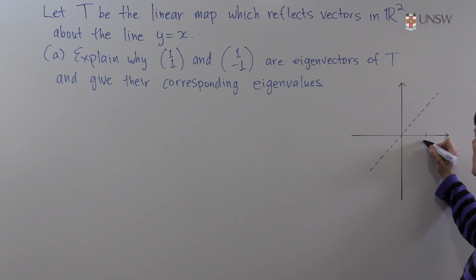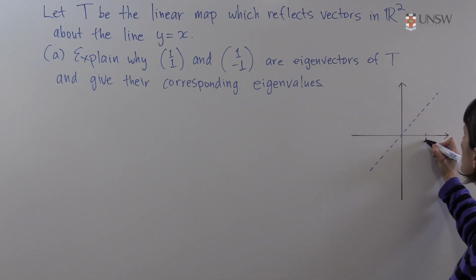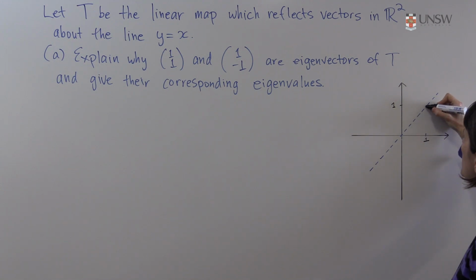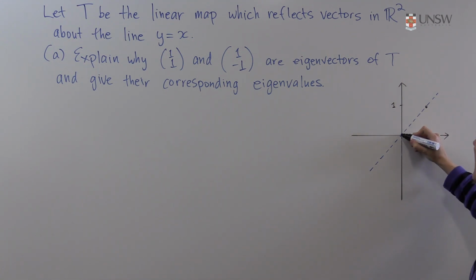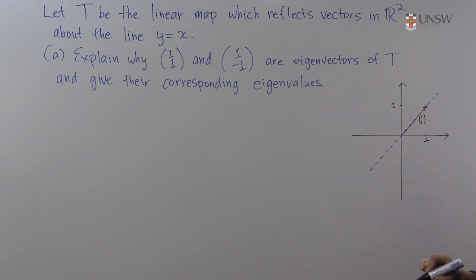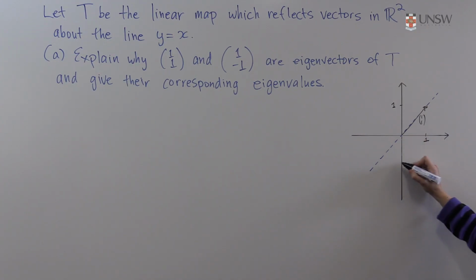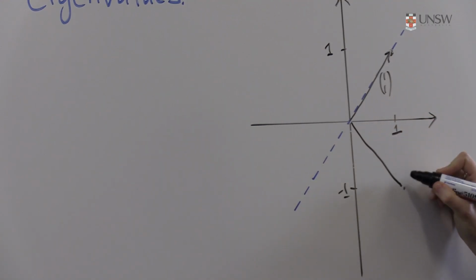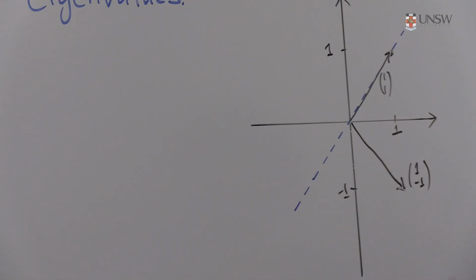If this is 1 here and 1 up here, then the vector (1, 1) lies on this axis of reflection, while the vector (1, -1) is 1 across, -1 down. It's pointing down here. (1, -1) is that vector.